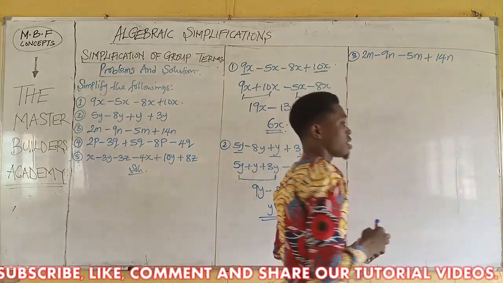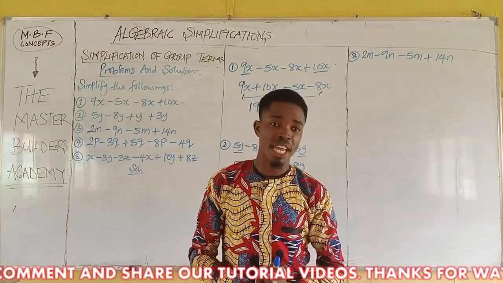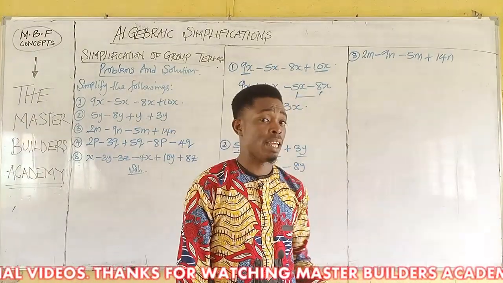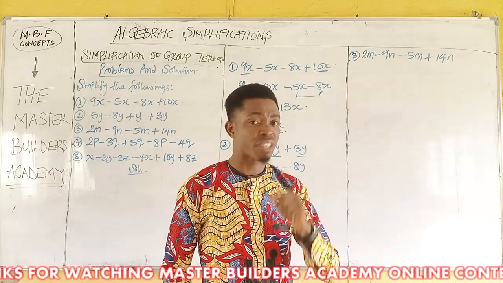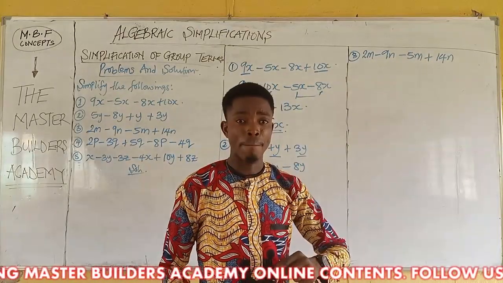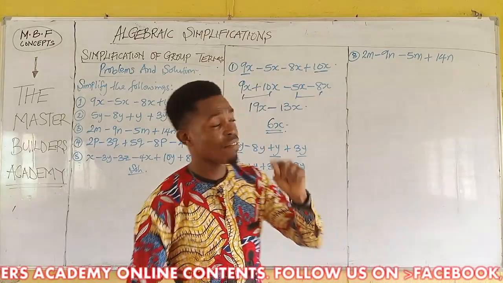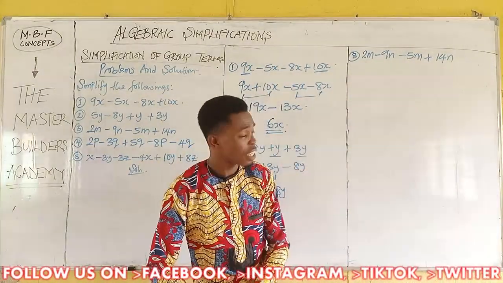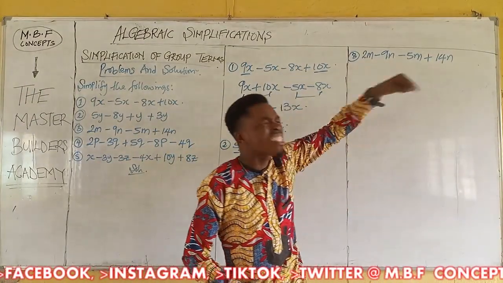14n. Guys, like I always say, the first thing you do here is to examine how many letters of the alphabet are here. Now we have 2 letters of the alphabet, which happen to be what? M and N. Are you there? Yes, we have M and N here. So what do we arrange? The M terms first, followed by the N terms.